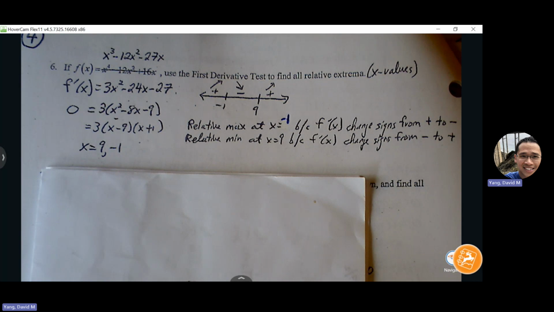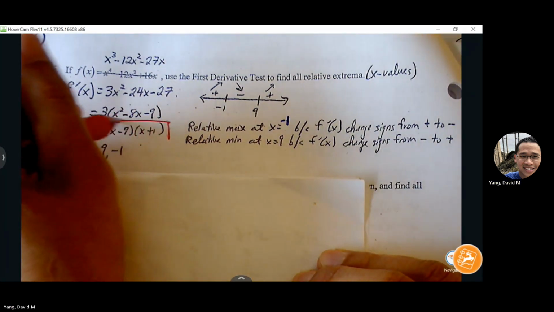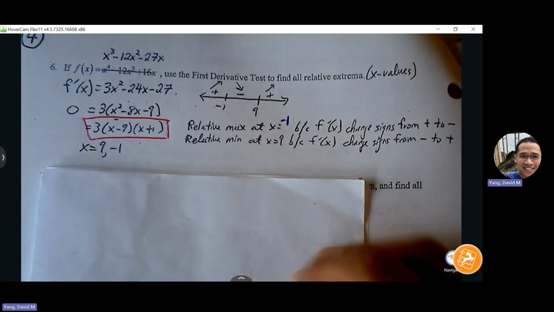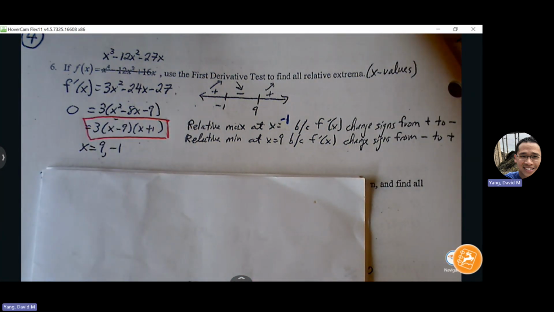We choose values in each subinterval. I can choose -2. I can choose 0. I can choose 10. I'm going to insert all the test values into my first derivative factored form. That's the easiest one for me to quickly gather the sign of my interval without having to go through a bunch of messier calculations.